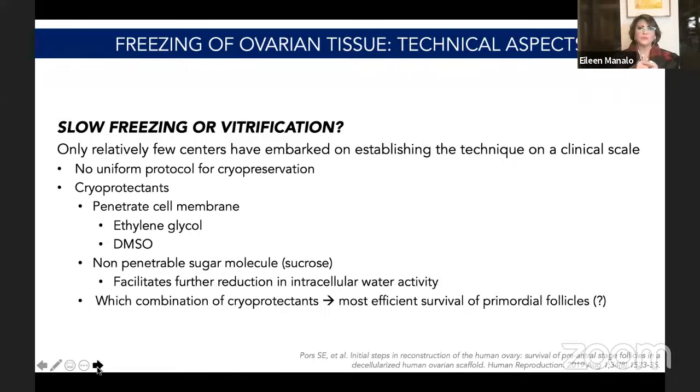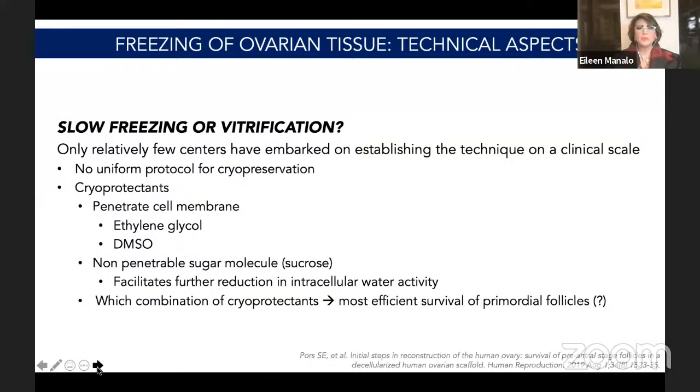Do you use slow freezing or vitrification? So far, there's no uniform protocol for cryopreservation. In fact, only relatively few centers have really embarked on establishing the technique on a clinical scale. But nevertheless, they make use of cryoprotectants, which will ensure that you penetrate the entire cell membrane. The cryoprotectants used will be ethylene glycol or DMSO, together with a non-penetrable sugar molecule like sucrose, which will further facilitate reduction in intracellular water activity.